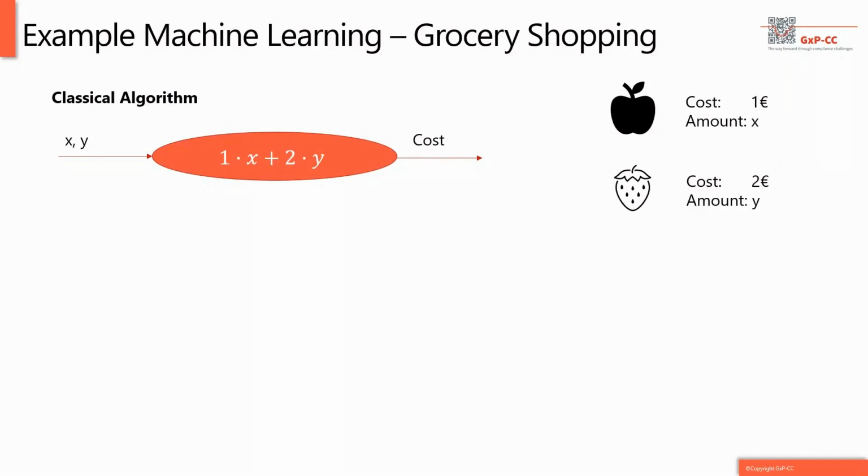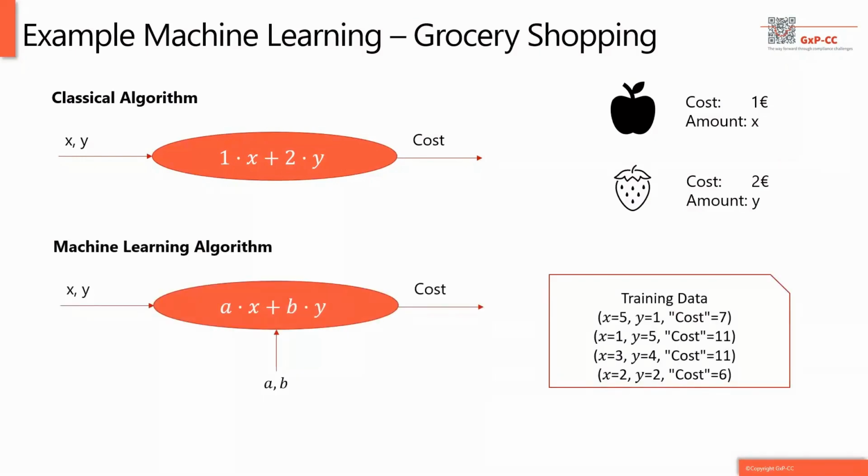And as we have seen in the more abstract model, we need to introduce some kind of variable parameters. And here they are, A and B. So instead of knowing the price 1, 2 and writing the algorithm as such, we'll just replace the cost with parameters, let's say A and B. And we also give it some training data, which somebody already calculated or which we know from some reason.